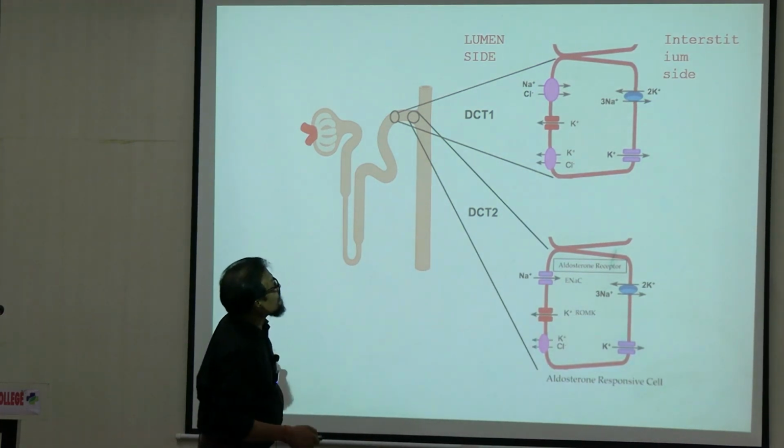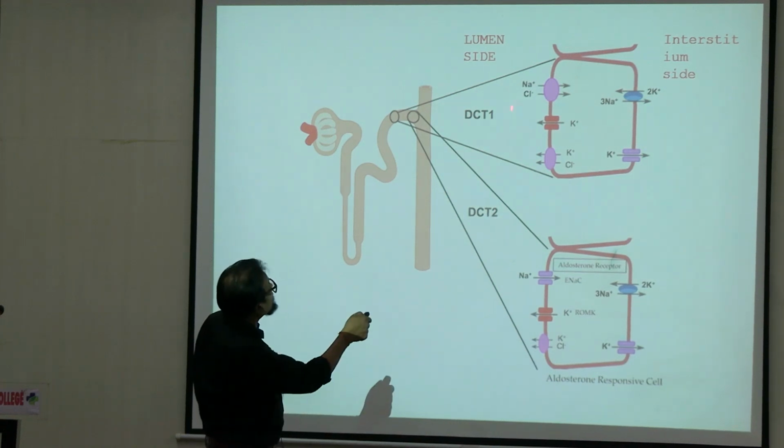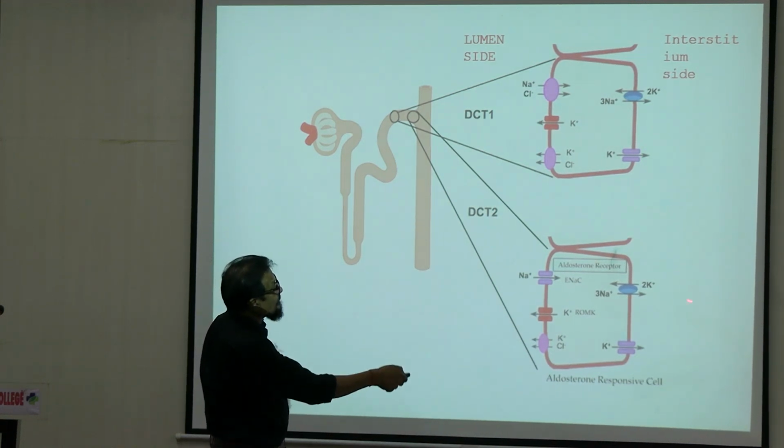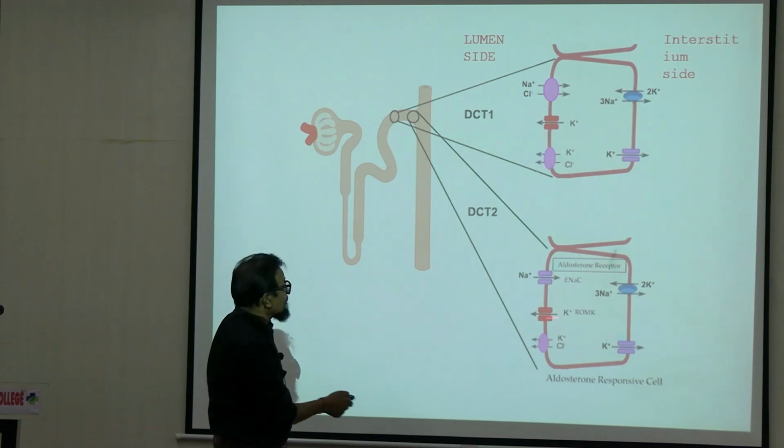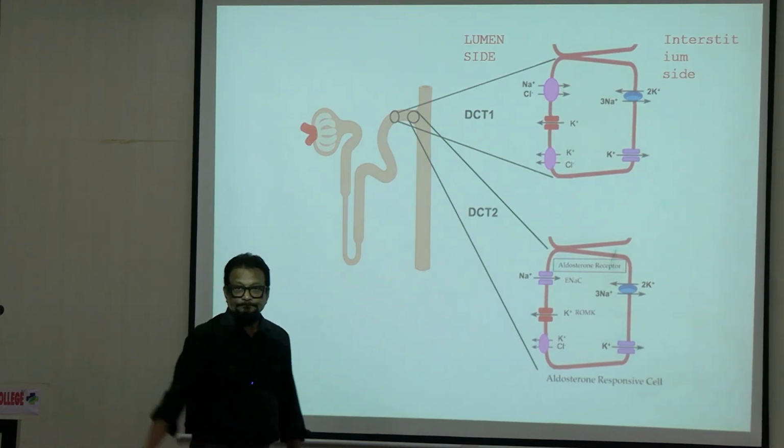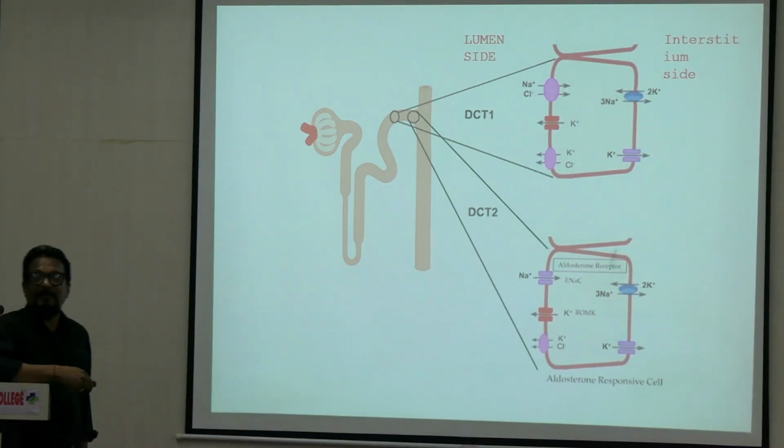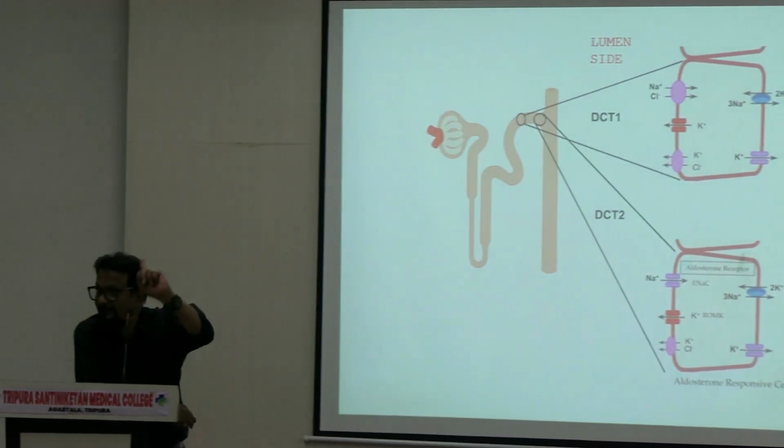Okay, so this is the lumen side, and this is the blood side. Here you can see the difference, and this difference is due to aldosterone.